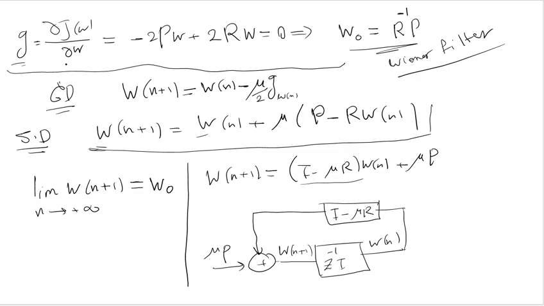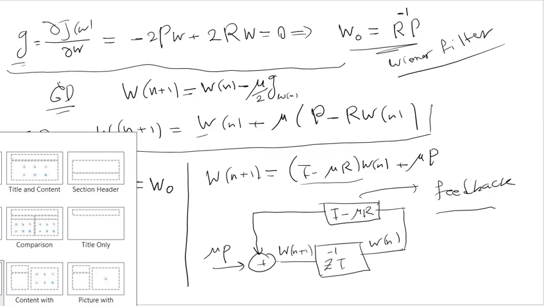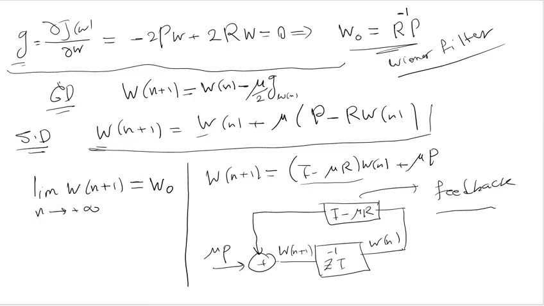As you see, here is a feedback, and feedback can be source of instability. So we should find the conditions that guarantees our algorithm is stable. Let's continue and find the conditions for a stable algorithm.